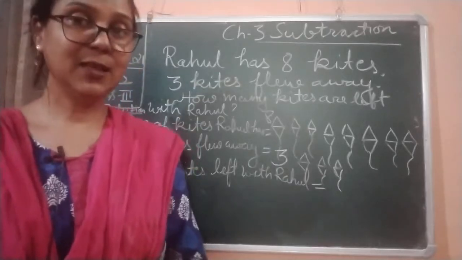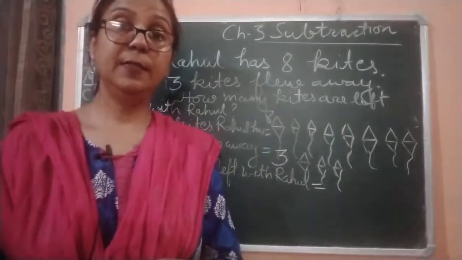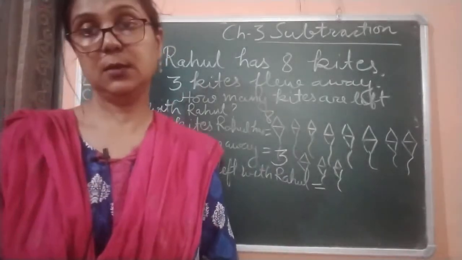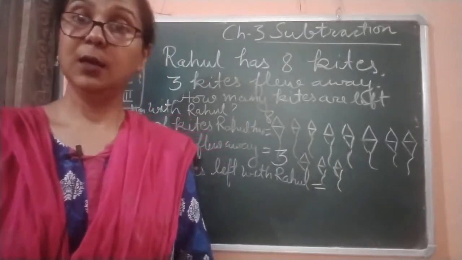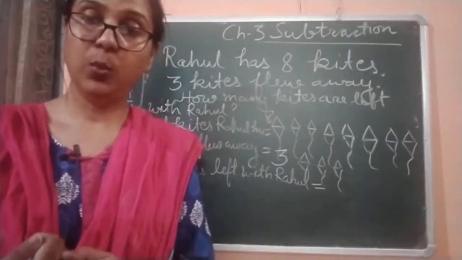So for this, because we have to count, we have to write "How many kites are left?" Left means the kites that remain with Rahul.